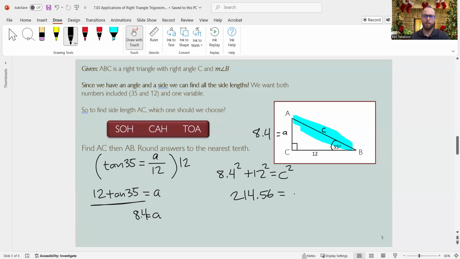214.56. And just like before, square root both sides, plus or minus. So c is 214. Oh, sorry, not 214. 14.6. And is that longer than the other sides? It is. So far, it seems like we did everything correctly.